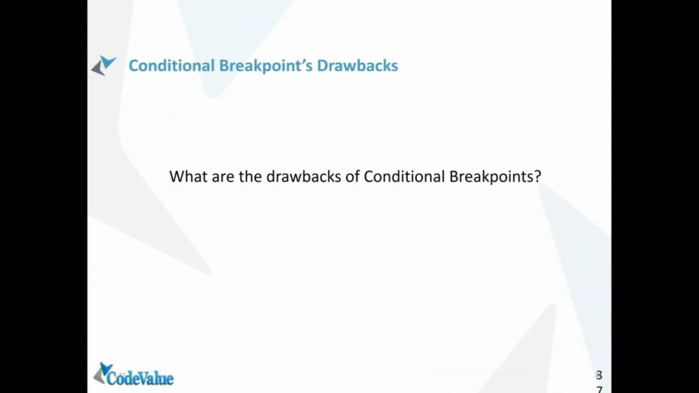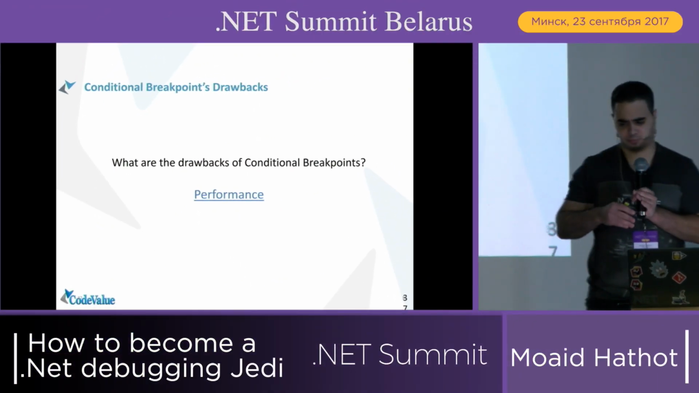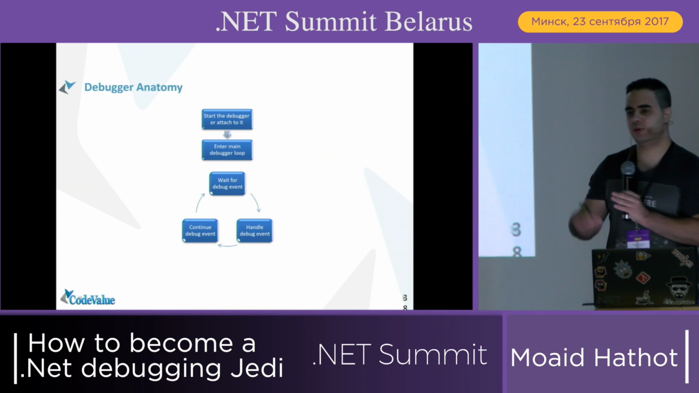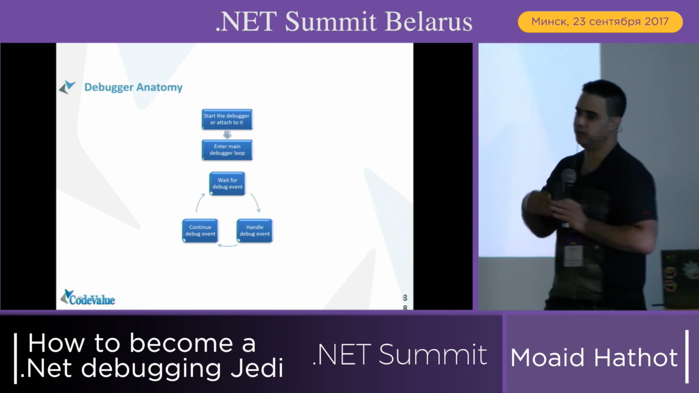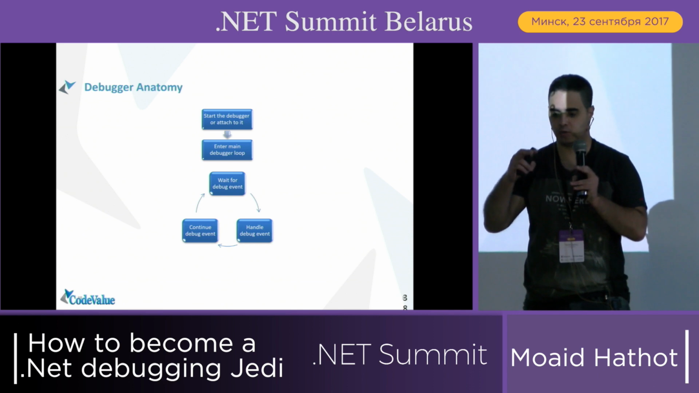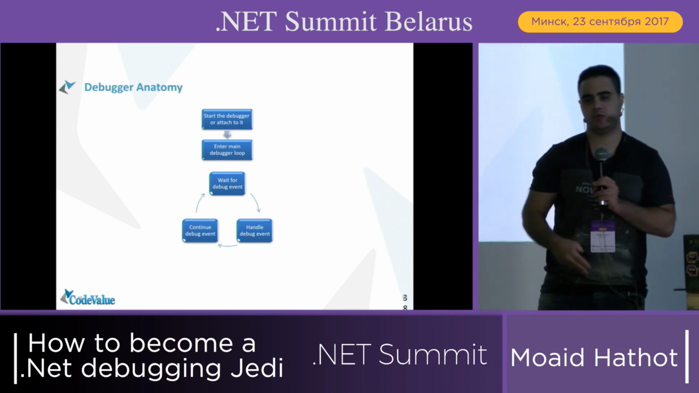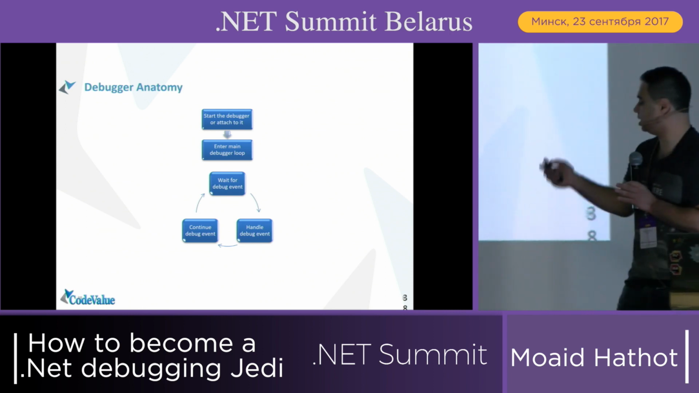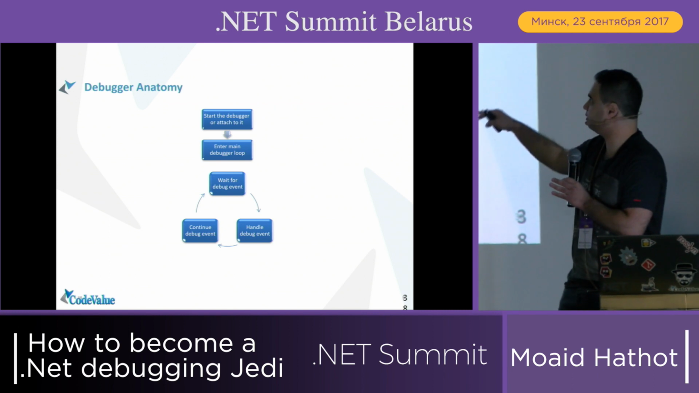So what are the drawbacks of the breakpoint that we already saw? Well, it's actually performance, because each time we reach a breakpoint, even if it's a conditional breakpoint, the debugger will stop the execution of the program, then evaluate the condition, and according to that decide whether to continue with the execution or to stop it for the breakpoint. And this is actually the graph for it.